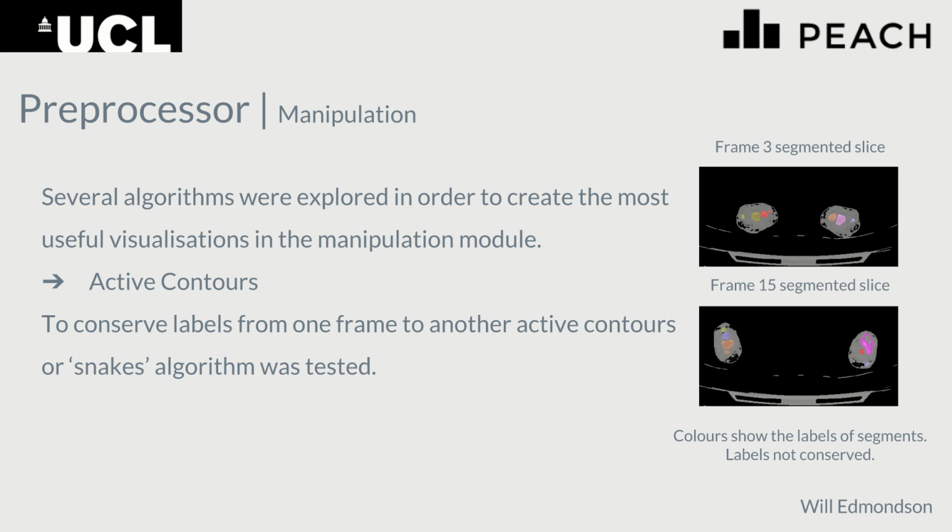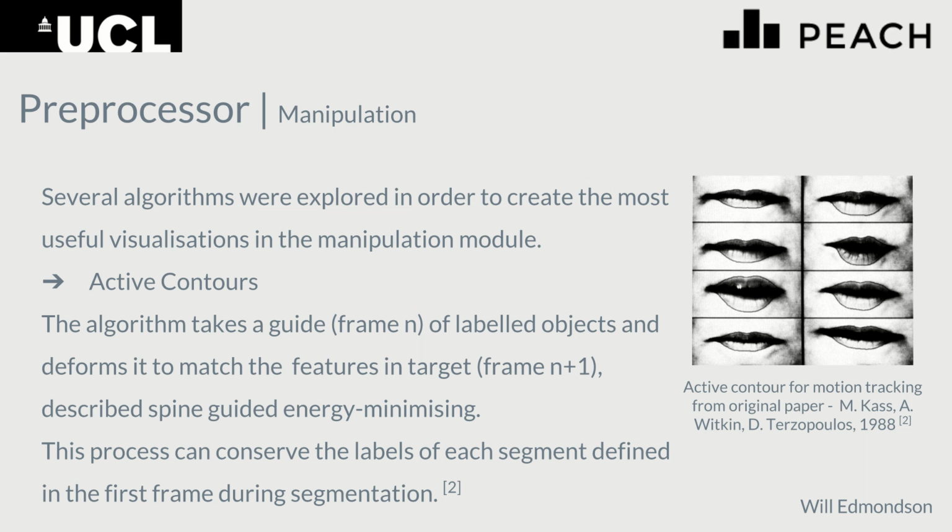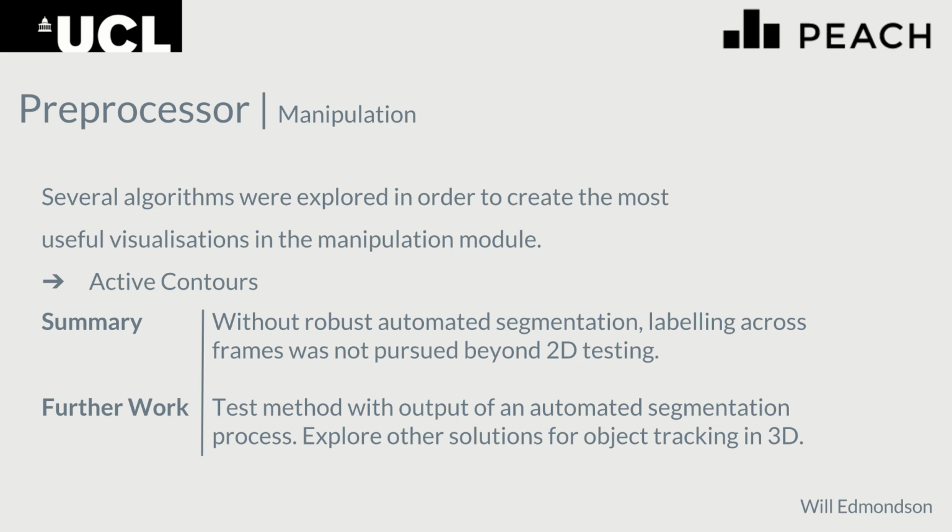Active contours. This algorithm was explored in order to conserve the labels as a product of segmentation from one frame to another. As seen on the right, this was used in 2D to follow the mouth of a speaking actor in the original paper. However, because we didn't fully automate the segmentation, it was not pursued, and the further work for this would be to explore that with a segmentation algorithm.